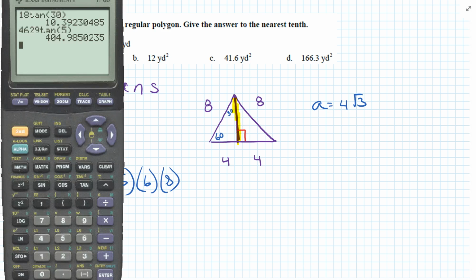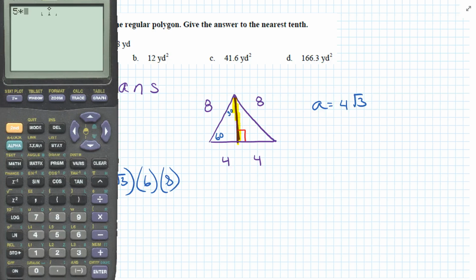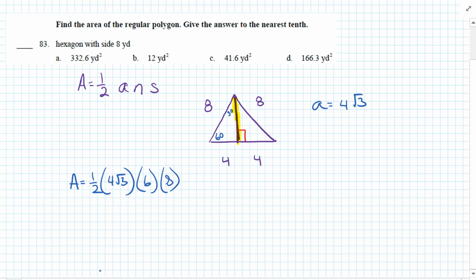So let's put that in our calculator. Okay, let's clear it. We're going to put 0.5 times 4 times square root of 3 times 6 times 8. 166.27. The answer is D.